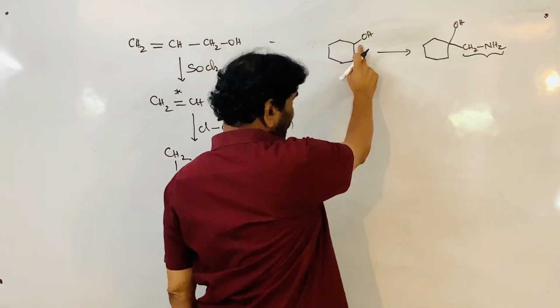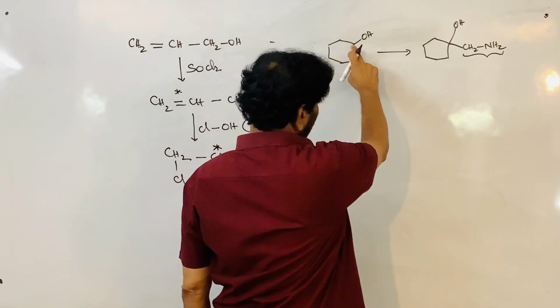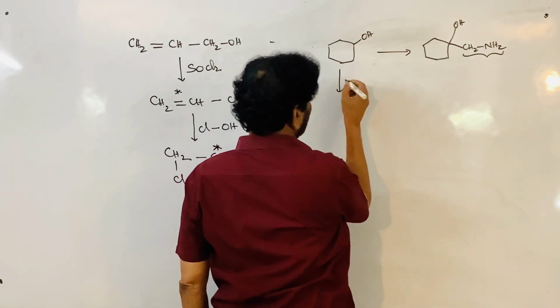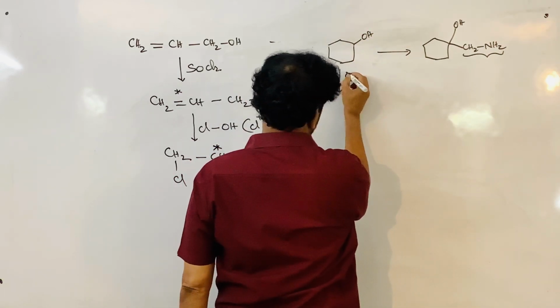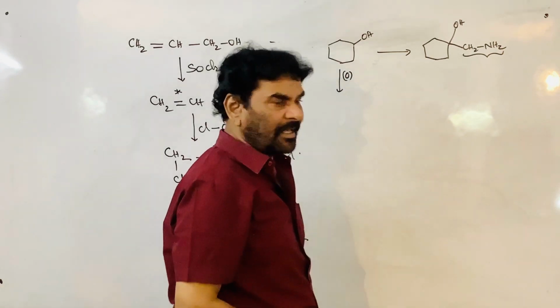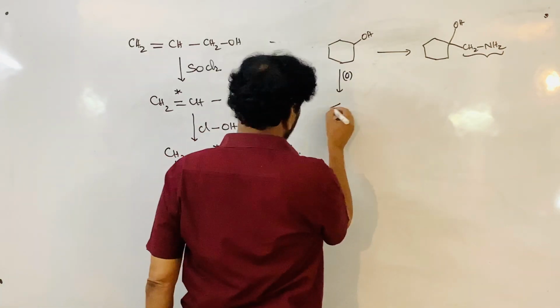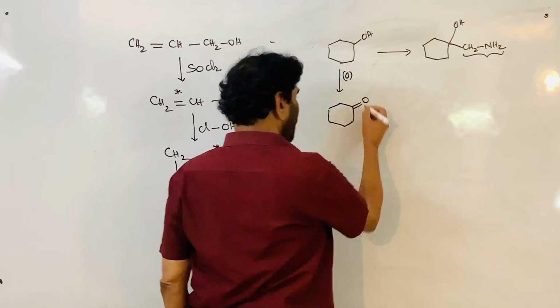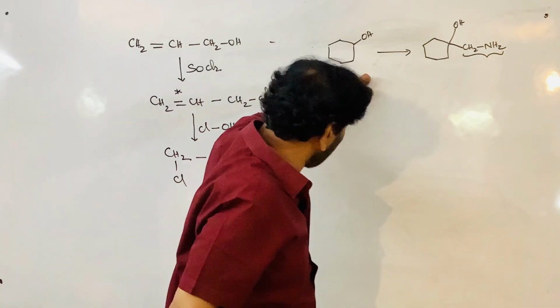So can it react with the cyanide? Now how to introduce the cyanide on this carbon? You have to convert it into the carbonyl group here. This is oxidation of a secondary alcohol with chromic acid, or CrO3, H plus ion. This is converted into cyclohexanone. This is the carbonyl group.